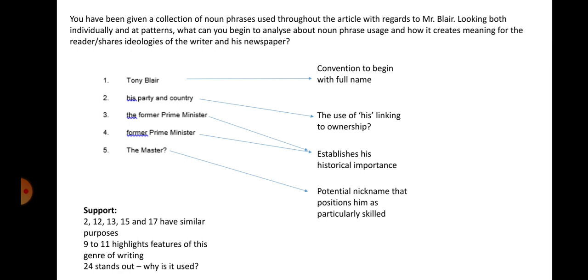9 to 11 perhaps highlights features of the genre of writing. So have a look at what's from 9 to 11. What does it show us? Perhaps why is it the way it is utilised? And 24, whilst not being a pattern, stands out. Why is it used? You may need to go back into the article and have a look at the way it is positioned within a sentence and begin to think, oh, okay, why would they incorporate that, especially considering the newspaper that they are?